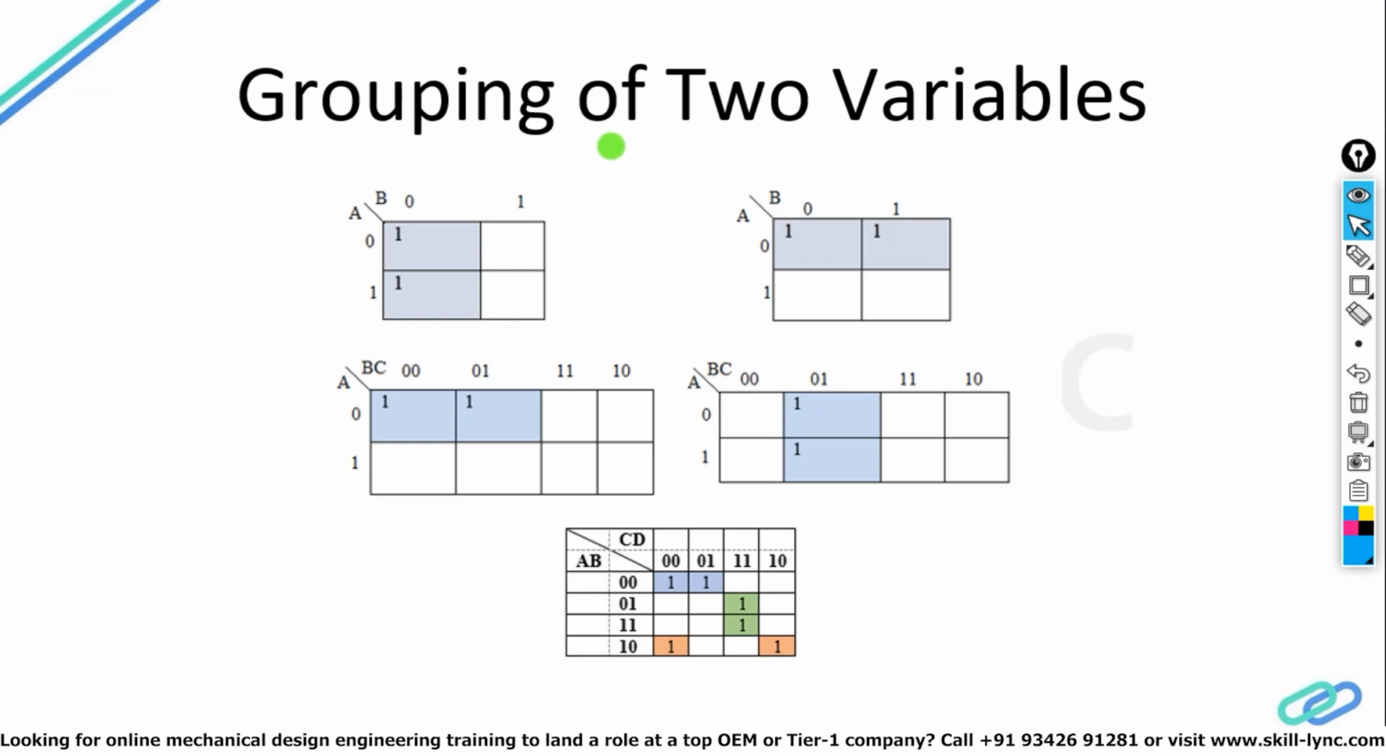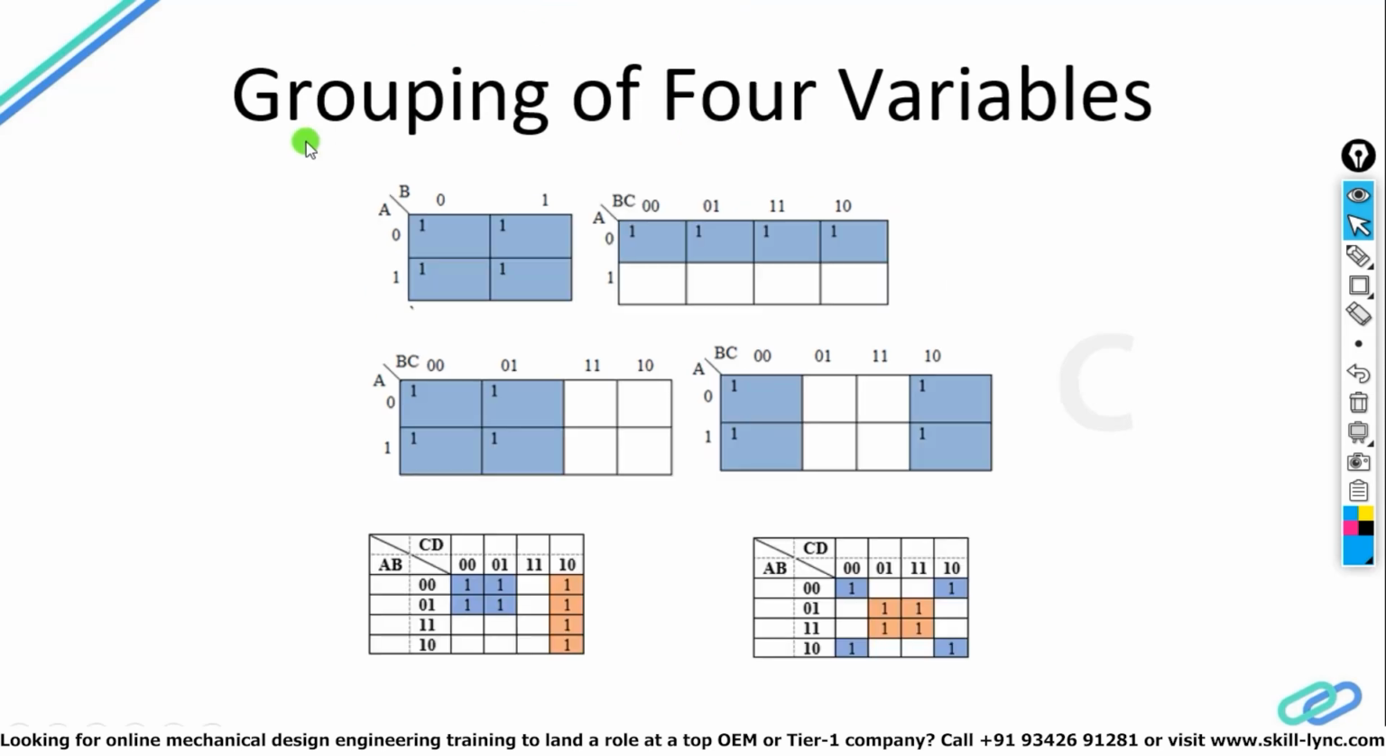Summary is, if you are making a pair of 2 variables, it should be horizontally or vertically. Okay, now come to the grouping of 4 variables. In case of 2 variable, because only 4 boxes are there, group of 4 variable means all the boxes are filled with 1, 1, 1, 1. When all the cells are filled with 1, its answer will be simply 1. And when all of your cell boxes are filled with 0, your answer is 0.